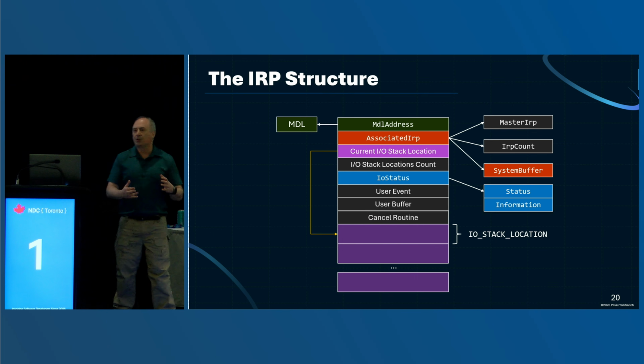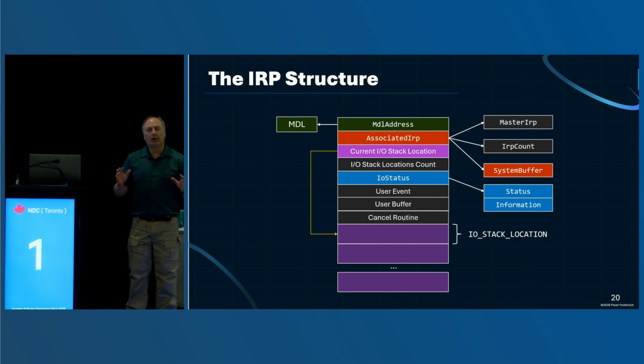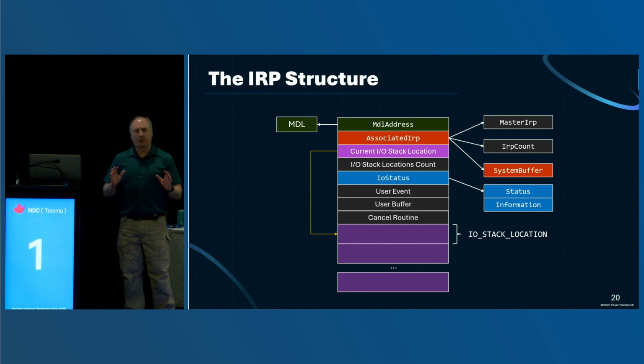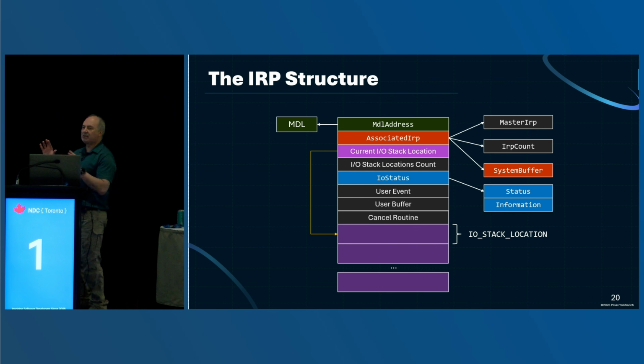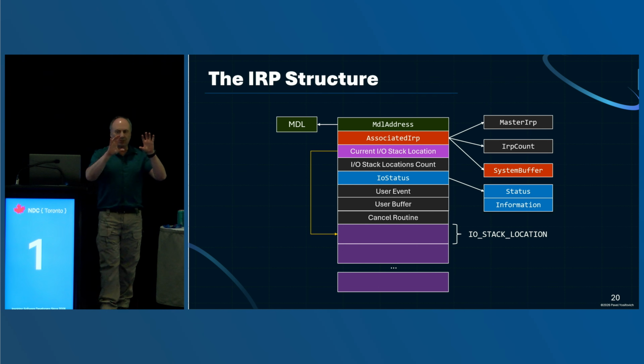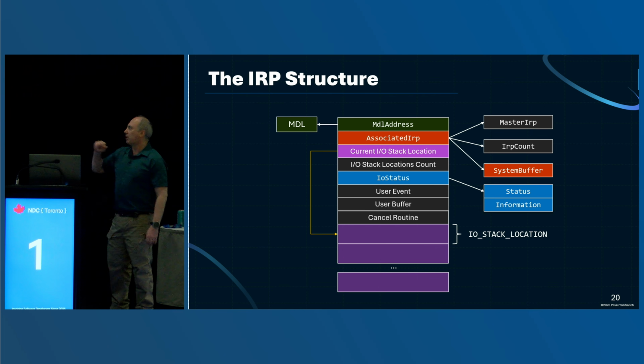The IRP is really a structure used by the kernel everywhere to represent any kind of IO operation. Whether that's read, write, create, device control, plug and play, it's always the same structure, just different details within the structure. That's what the structure looks like.